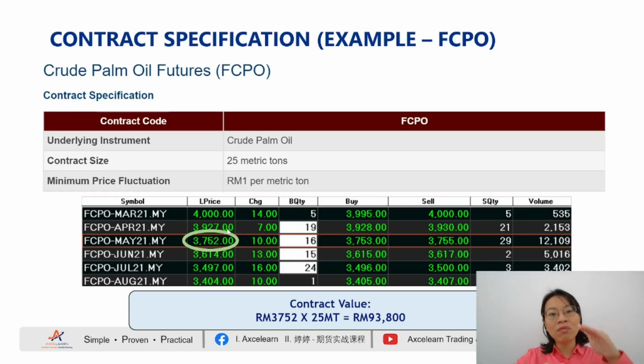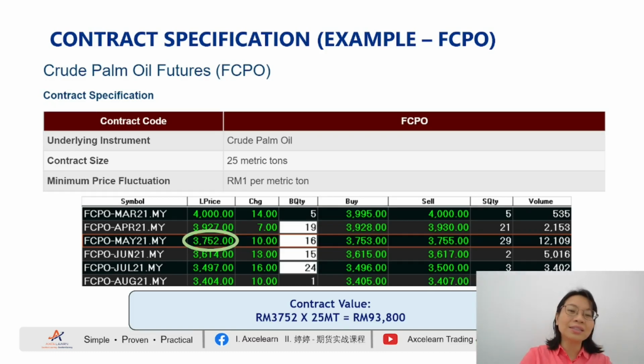So if the market moves up by 1 ringgit Malaysia, you need to times with 25. Technically, can you see the comparison? FKLI is times 50 ringgit Malaysia, FCPO is times 25 ringgit Malaysia. Very simple: if the market is up by 10 points, you take 50 ringgit Malaysia times 10 points for your FKLI. For FCPO, let's say I bought at 3752 and the market went up to 3762, I just need to take 10 ringgit Malaysia times 25 metric tons.